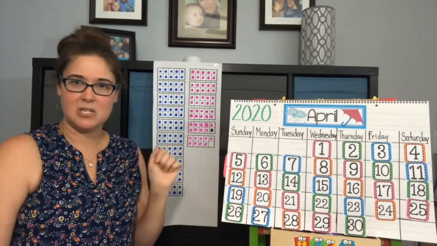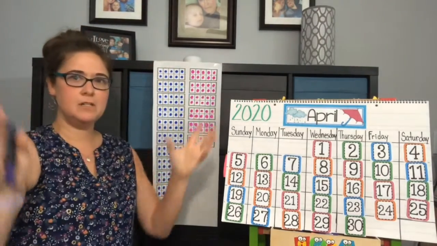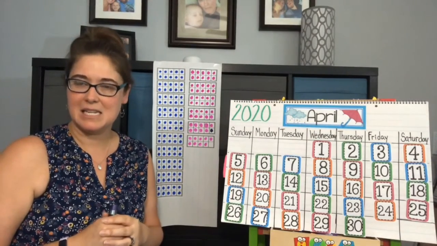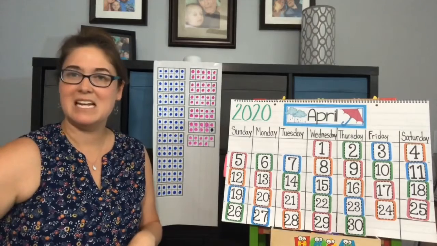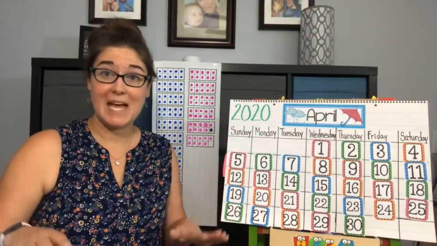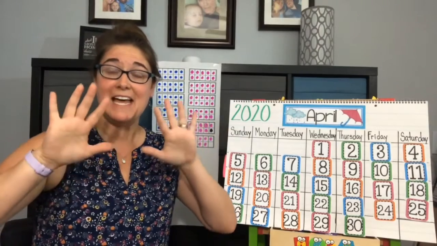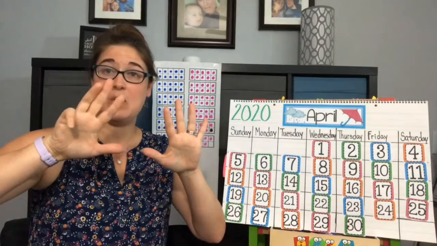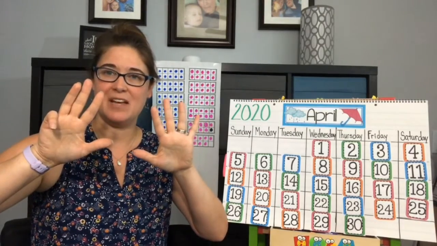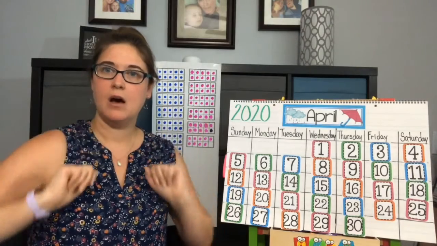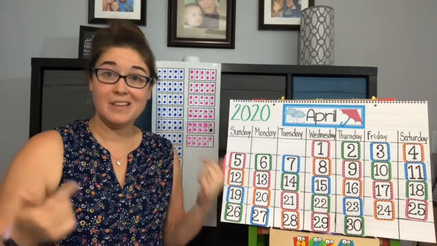Rather than counting each of those, I know a full 10 frame is 10. What's one less than 10? If I have 10 and I take just one away, if you can't figure it out in your head, put up your hands. And here's 10. And if we have one space missing, that means take one away. And how many do we have left? 5, 6, 7, 8, 9. Ooh, so I know now that there's 9 in there.